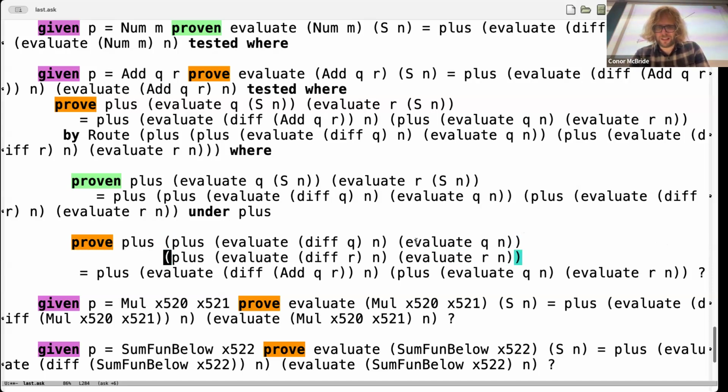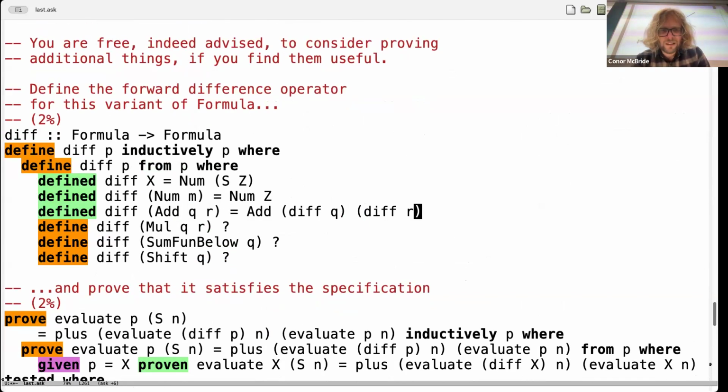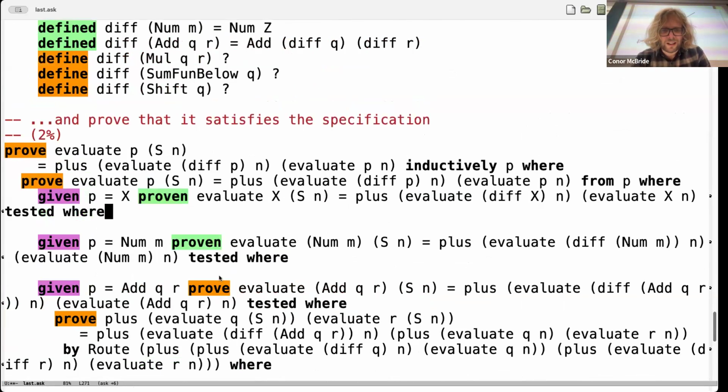Okay, so I have already accounted for these two pieces, but I'm still missing these pieces, right? So I think if I just define the diff of an addition to be an addition of diffs, then I'll get there, right? So this is diff of Q, add diff of R. Okay, let's see what I still have to prove.